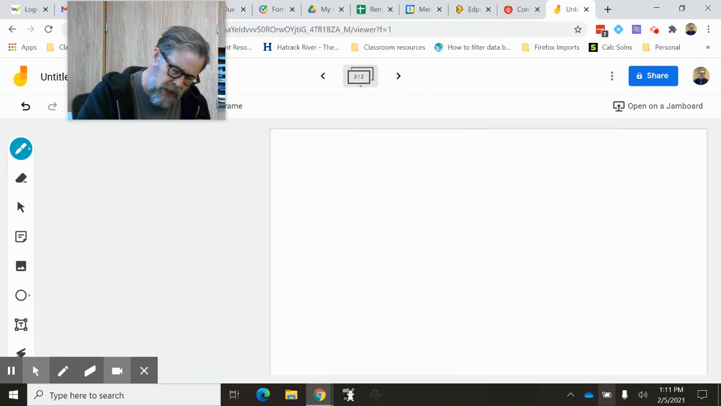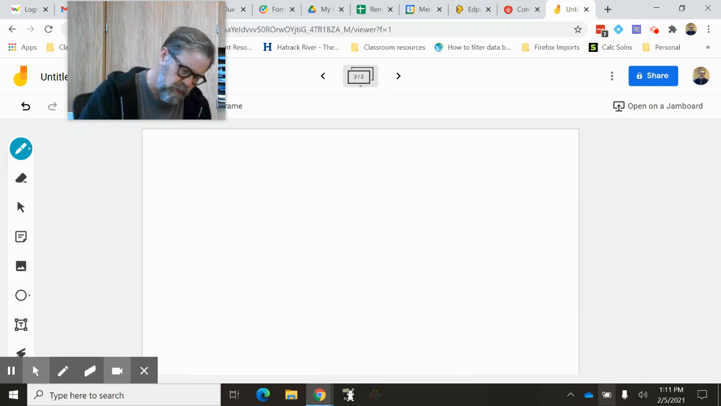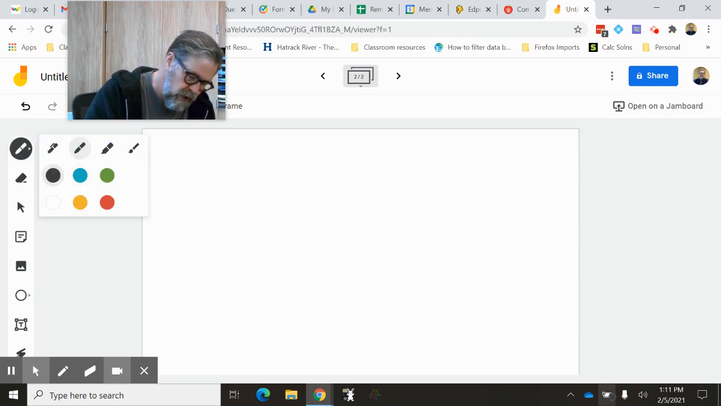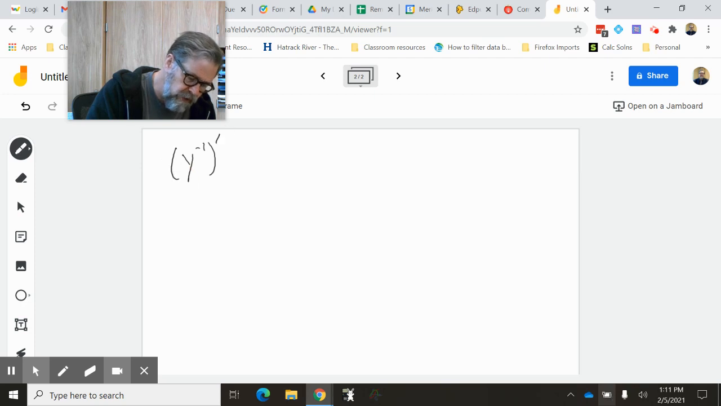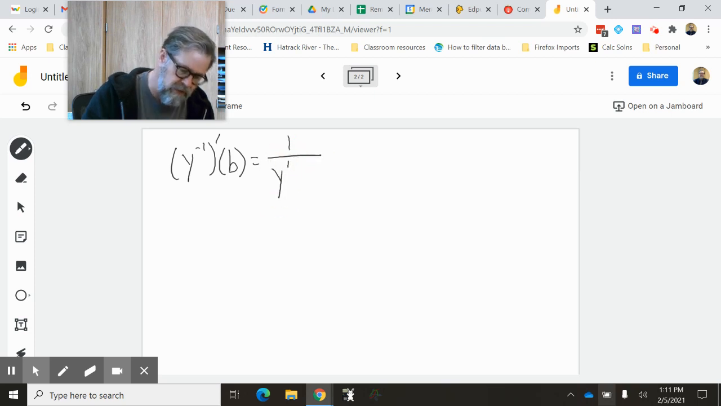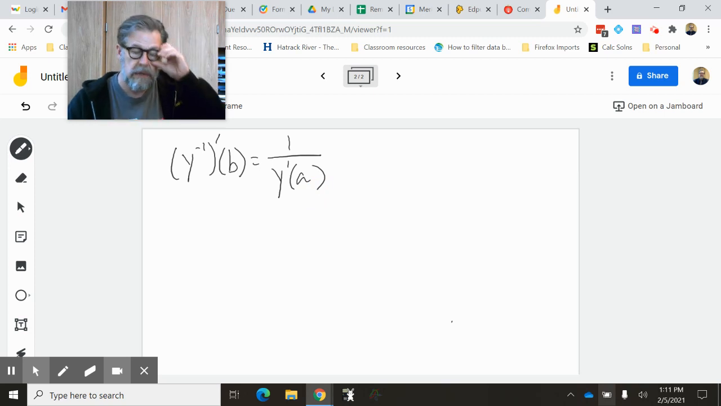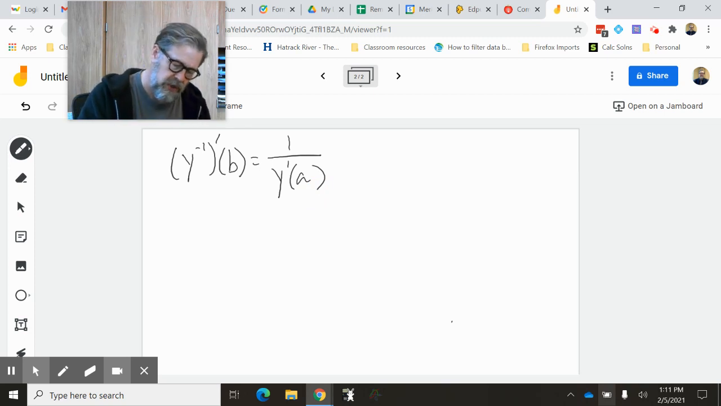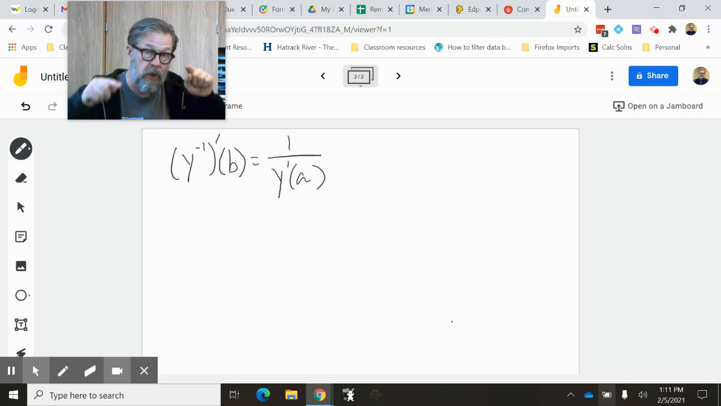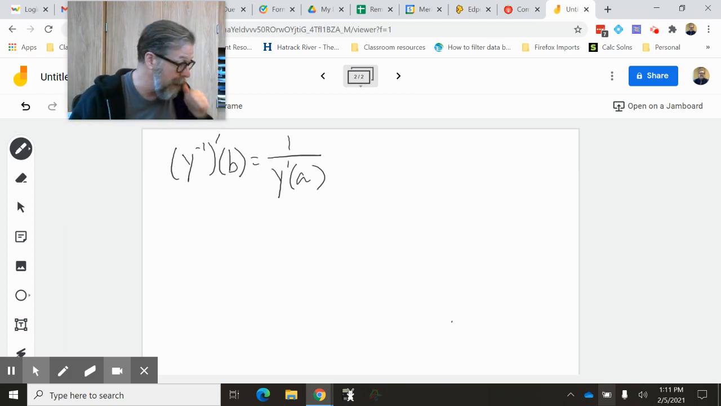So if we write that mathematically, we can say that the slope of the inverse function at b is equal to the reciprocal of the slope of the original function at a. All right. So two things that we have to do. One, we take the reciprocal. Two, we switch the point to a and b.